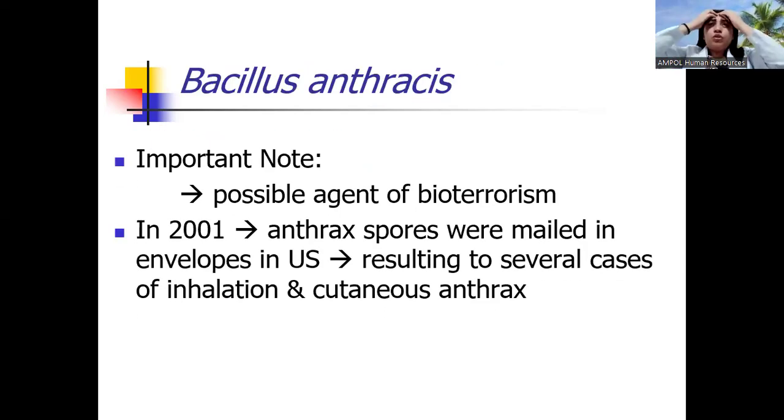So it is important to note that your Bacillus anthracis is a potential agent of bioterrorism. In 2001, actually, anthrax spores were mailed in envelopes in the US, causing inhalation or pulmonary and cutaneous anthrax. So it can really be used as a bioterrorism agent. The same with Yersinia pestis. Smallpox can also be used for bioterrorism.